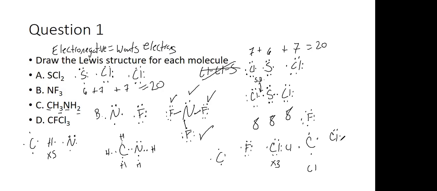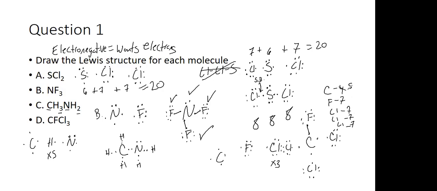And I'm going to write the number of electrons they get. So right now, carbon's at 4, fluorine's at 7, chlorine at 7, 7, 7. So let's make our bonds.